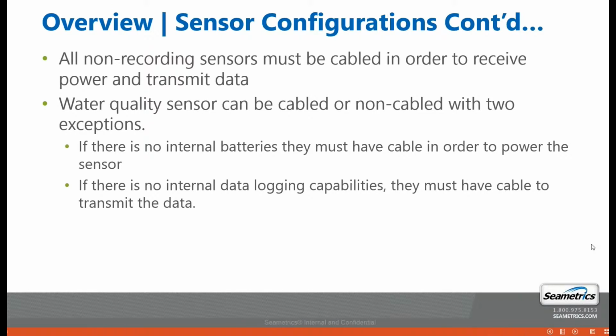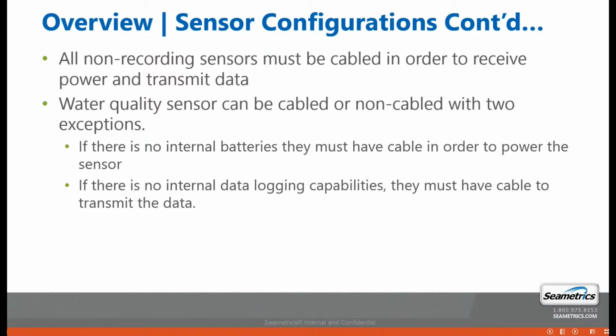All non-recording sensors must be cabled in order to receive power and transmit data. They typically don't have any type of power in them. They're usually low power devices, so they don't require a lot of power being pushed into them. And like with the 4-20s, it's only 2 wires that are coming out that are sending that signal.